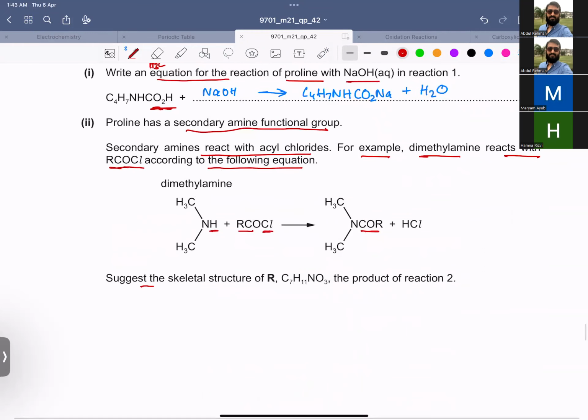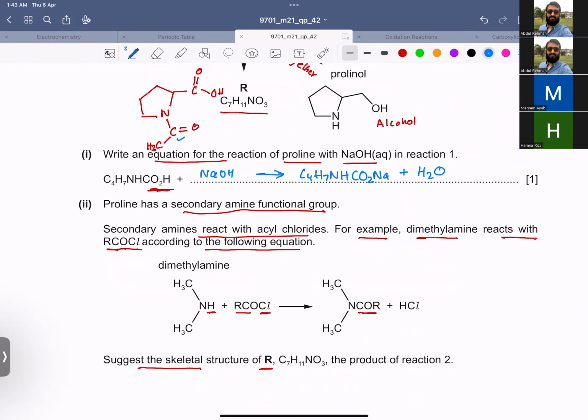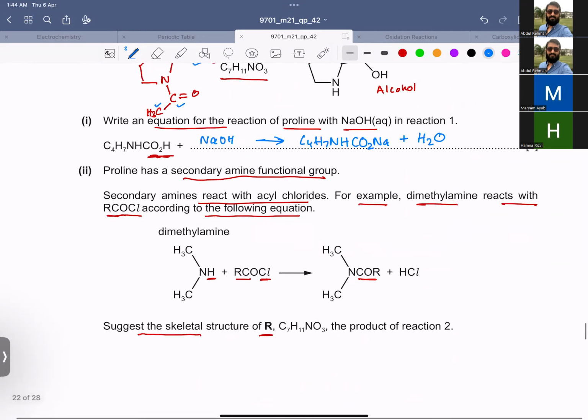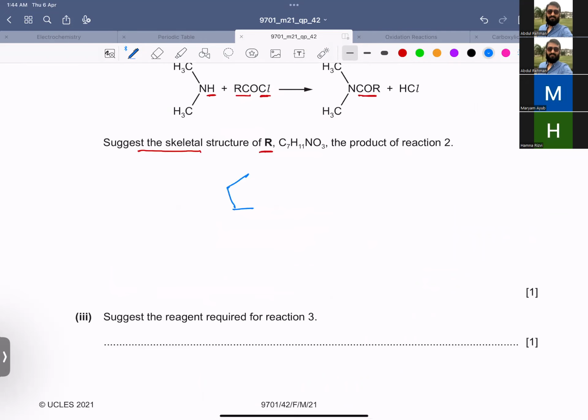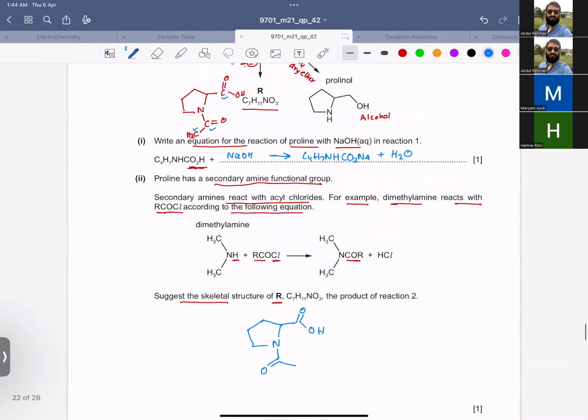So they are asking you to suggest the skeletal structure of R. Okay. So we have to make the skeletal structure of R, which means I don't need to show these carbons. So 5 carbon structure. Here I have a carboxylic acid. From here, we got a C double bond O and then CH3. See, now compare these two. It's the same as the above one. Yes, is this clear?